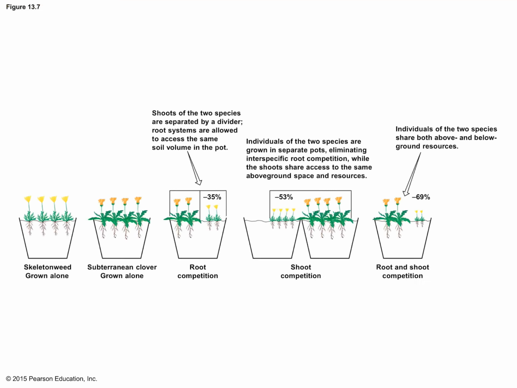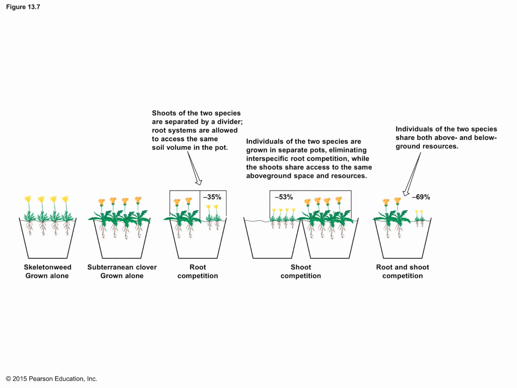And this is the basic experimental setup right here. So plants were grown in the greenhouse in, first of all, monocultures. So on the left, we have skeleton weed grown alone. That's a monoculture. We have subterranean clover grown alone as a monoculture. Okay. So they were grown in pots, so the roots and the leaves intermingled.